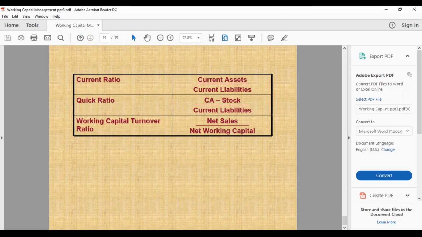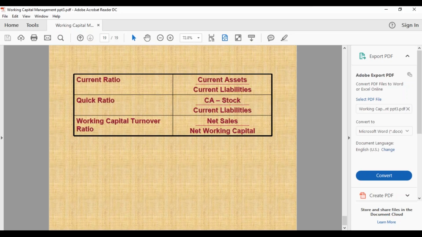Working capital turnover ratio is the ratio between net sales and net working capital. In the quick ratio, CA is the current assets, right? Yes, CA minus stock, where CA is current assets, upon current liabilities. So current assets minus stock divided by current liabilities is the quick ratio for a company.